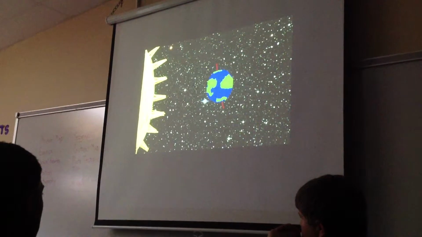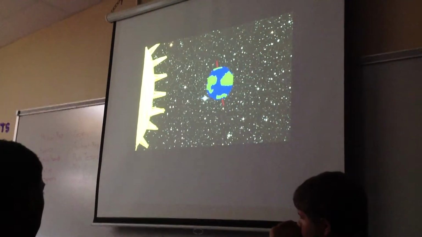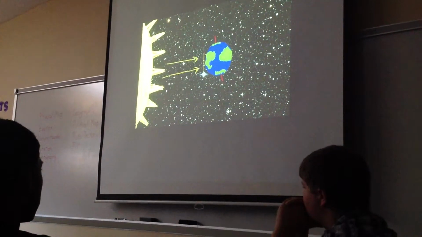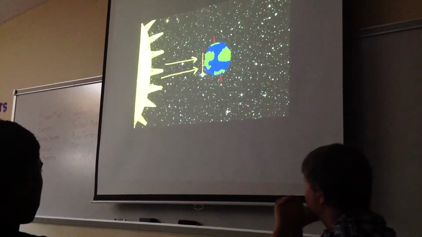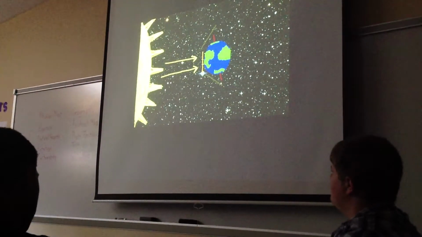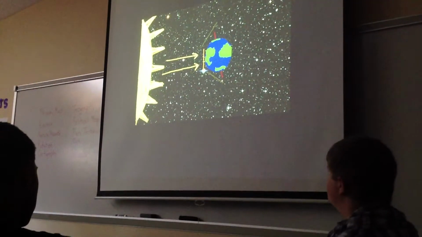Because the earth is curved, not all rays hit it directly. Light rays that hit the earth at an angle are known as indirect rays, represented by the brown.